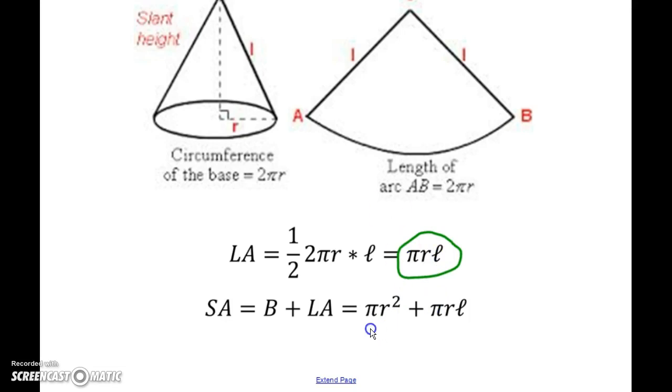Now my surface area, we throw another pi r squared in for the base. So it's base plus lateral area, pi r squared plus pi rl. So let's do some examples.